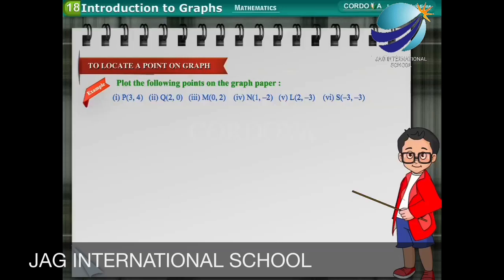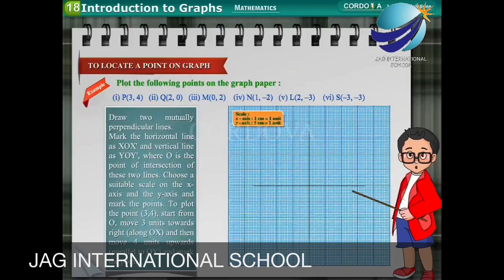Solution. Draw two mutually perpendicular lines. Mark the horizontal line as XOX' and the vertical line as YOY', where O is the point of intersection of these two lines. Choose a suitable scale on the x-axis and the y-axis and mark the points.